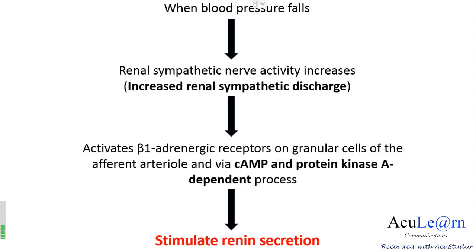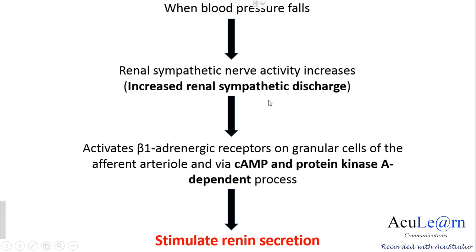Coming to the second primary mechanism, which occurs when the blood pressure falls, there will be the vascular baroreceptors. They send the signal to the vasomotor center, and the renal sympathetic nerve activity will increase. This increased renal sympathetic discharge will activate the beta-1 adrenergic receptors on the granular cells of the afferent arteriole, and via the cyclic AMP protein kinase A dependent process will stimulate the renin secretion.